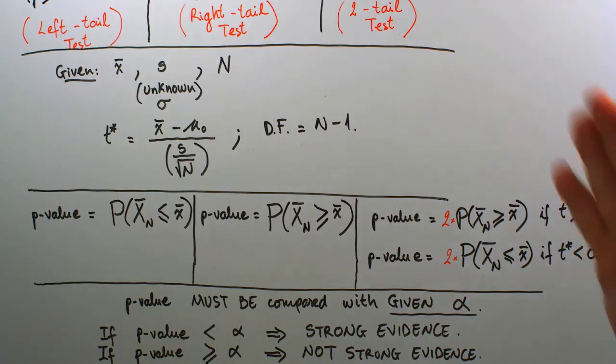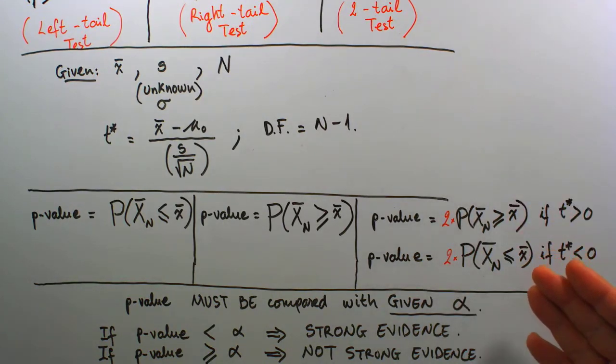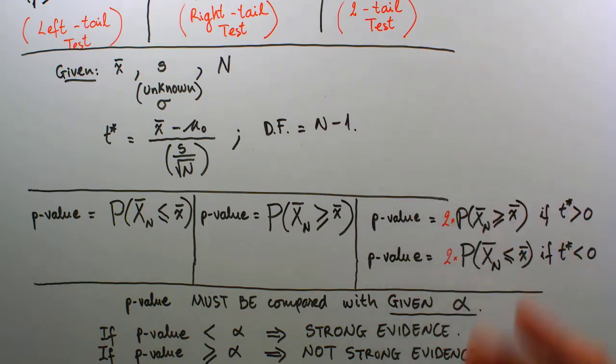And so this is the general structure of the highlights of the steps, how we perform testing a hypothesis about a population mean value.